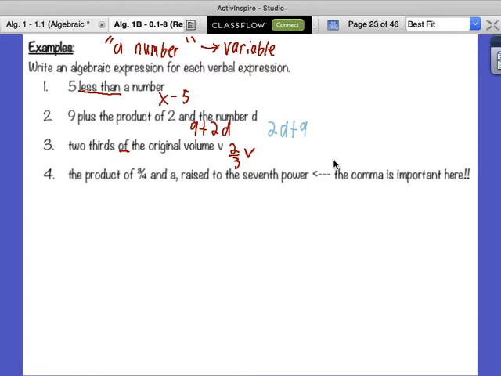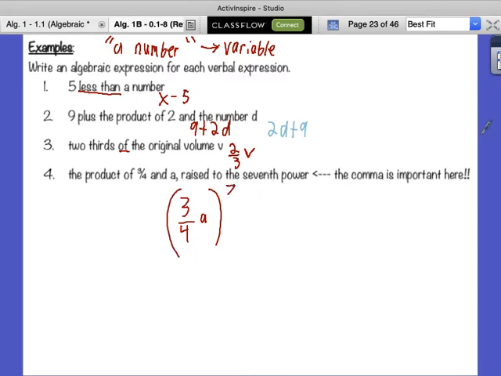And it is raised to the 7th power. And what do we notice is different about this compared to our others? Tucker. It has a comma. And the comma is important here. Okay, we're going to talk about what that means in a moment. So, does anyone have any guesses on this one? Product of 3/4 A raised to the 7th power. Exactly right. 3/4 A in parentheses, to the 7th power.